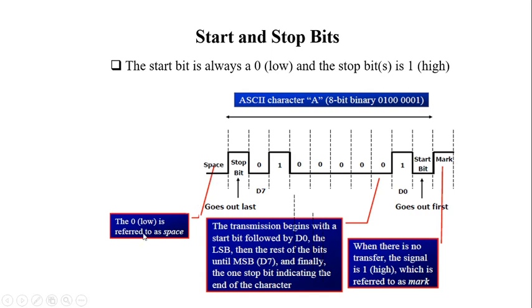So, this low is referred to as a space. See, this 0 is there: the transmission begins with a start bit followed by D0, the LSB, then the rest of the bits until the MSB D7, and finally one stop bit indicating the end of the character. So, we can say that this is the framing of the data for serial communication. This is the example of how a single character A will get transmitted.